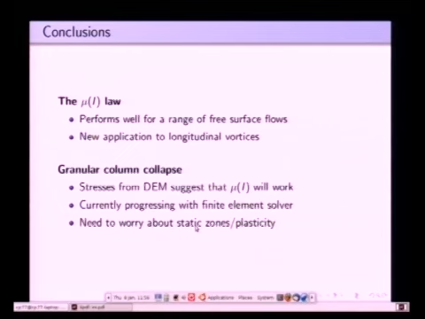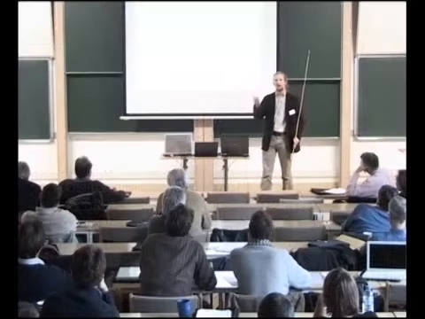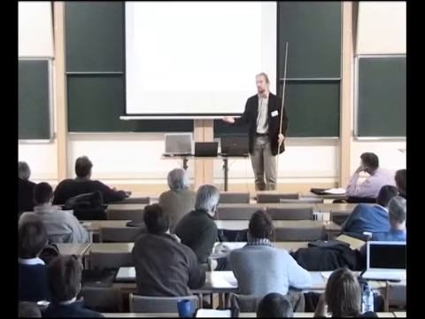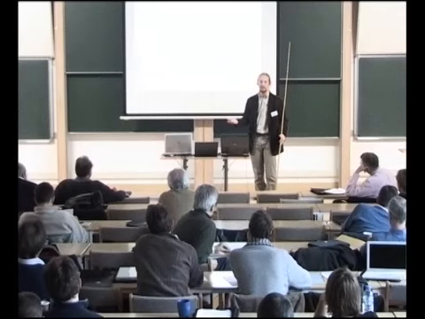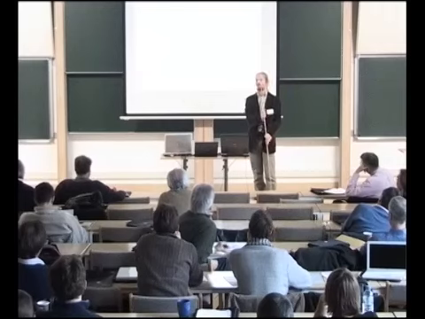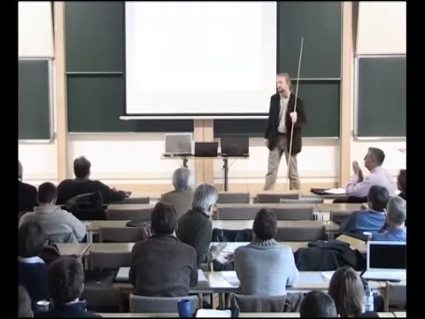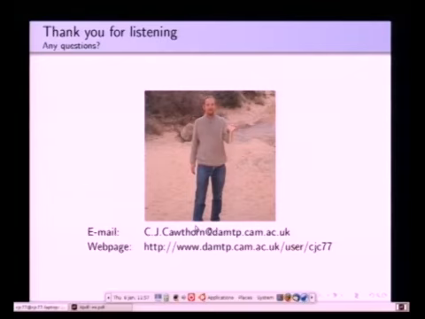All I'm trying to say with this talk really is that this simple mu(I) law does all right. It's quite good at doing a lot of things with free surface flows, as I've shown with some previous results, and then this new result about the longitudinal vortices. And the column collapse, I think, is now very much in sight. We've got all this information saying that the stresses are about the right sort of fit to this law, and it's just a question of getting this code to work properly, which is surely only a matter of time, I hope. So with that, I'll say thank you very much for your attention.